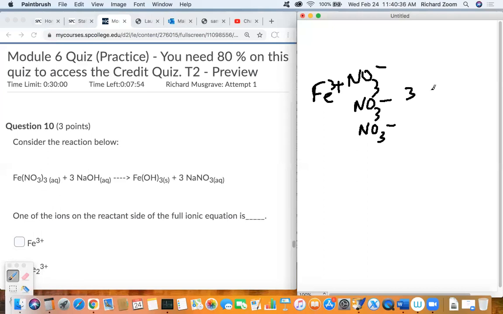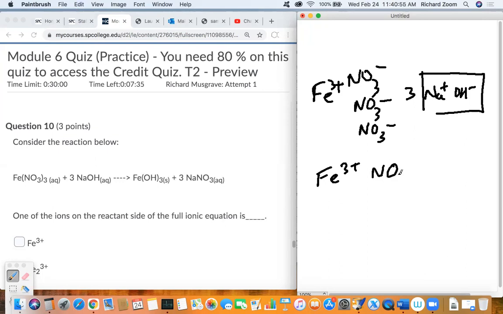and then 3 NaOH, negative 1 and positive 1 on the sodium. So the single ions would be Fe3 plus, NO3 minus. Notice I just picked one of them because it's only asking for the single ions. Na plus, and again, just one of them, and OH minus. So those would be the answers for all four of those as you go through from 10 to 13. Okay, does anybody have any questions about those?